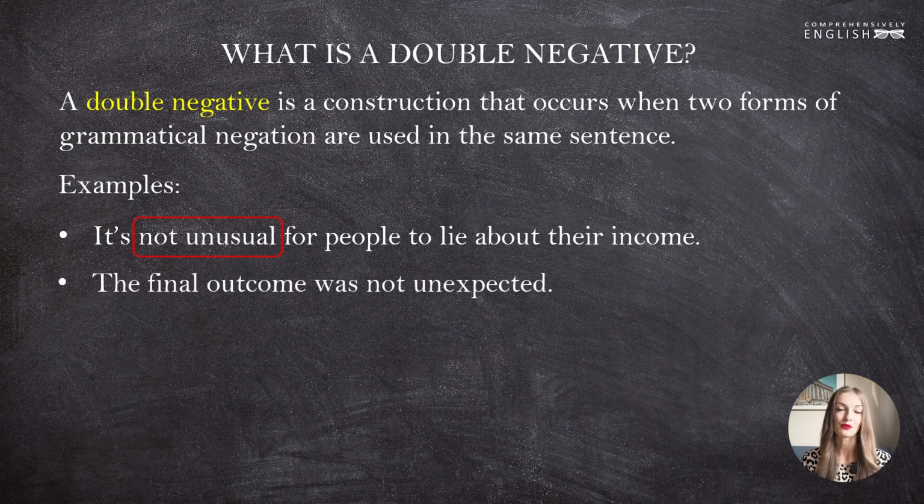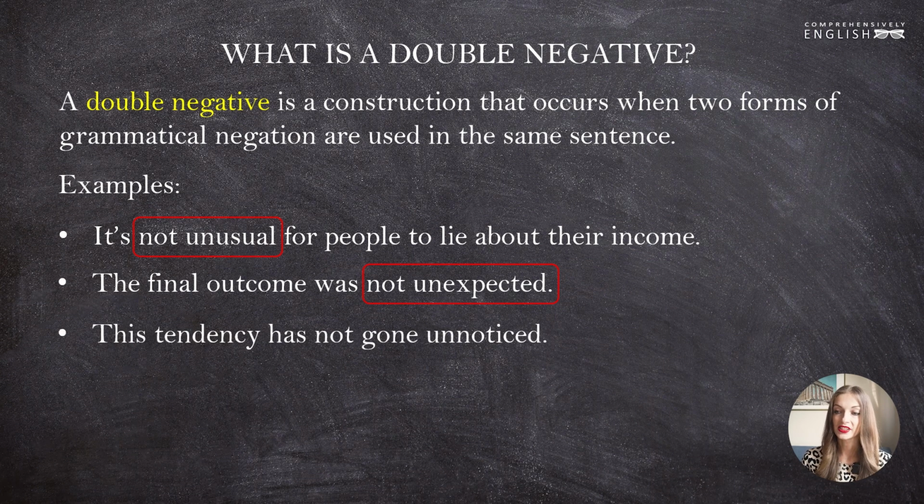The final outcome was not unexpected. Here we also have two negative elements, the particle not and the negative prefix un in the adjective unexpected. This tendency has not gone unnoticed. The same, not and unnoticed.